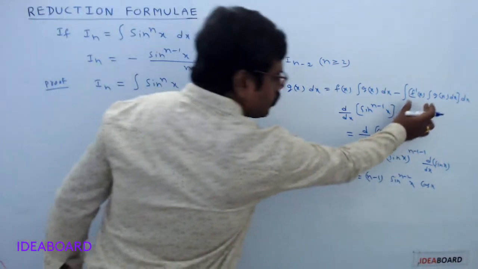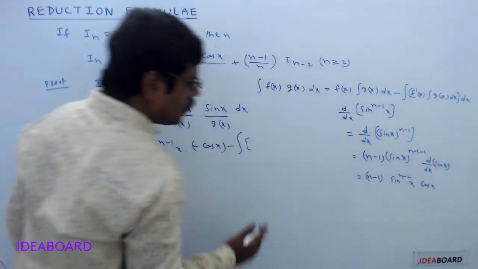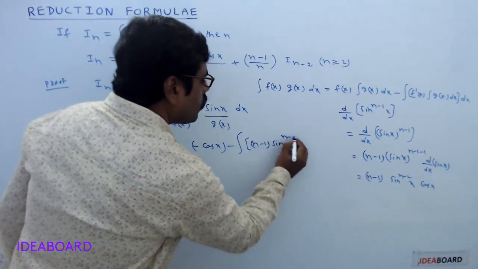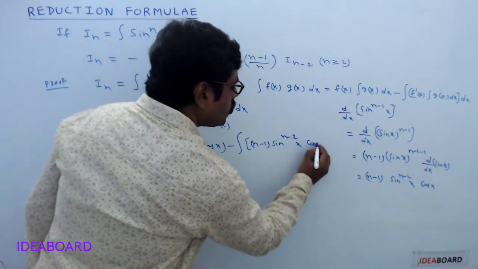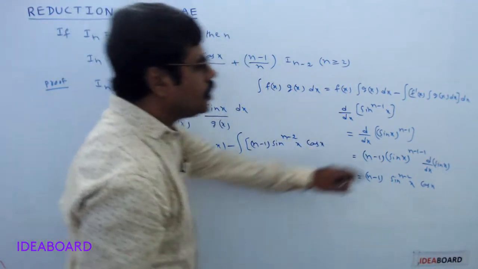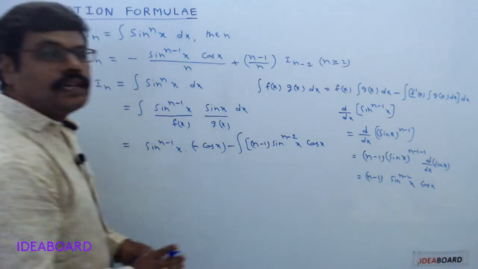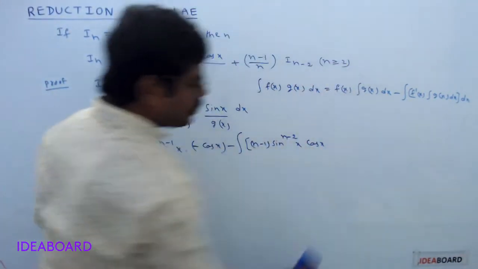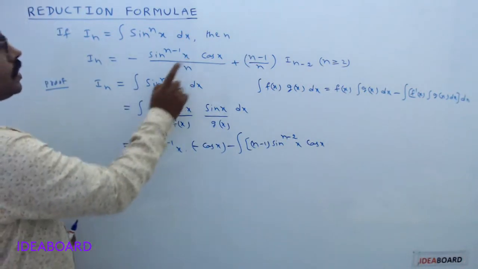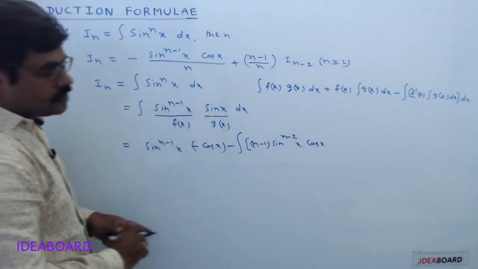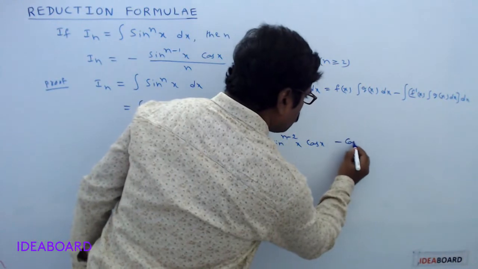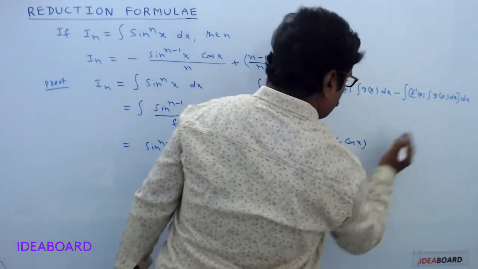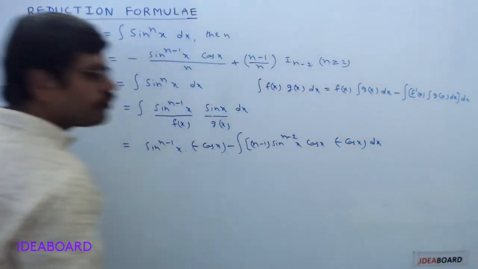So in place of f dash of x, substitute this value. It is (n-1) into sin^(n-2) x into cos x into integral g of x dx. What is integral g of x dx? That is integral sin x dx. Integral sin x dx is minus cos x. Now this part is over, into dx.